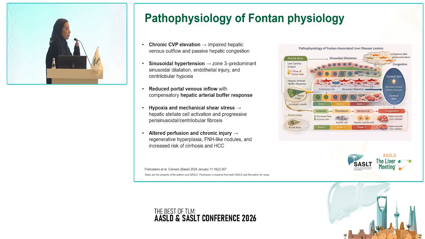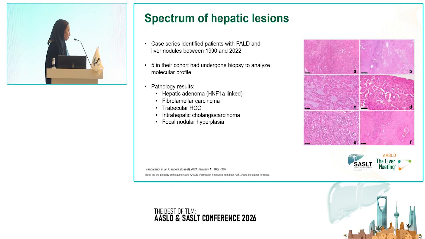They do live generally at a lower oxygen saturation. You do have a chronic hypoxia in this patient population. And all of this is what leads to hepatic stellate activation and progressive development of fibrosis. The alterations in blood flow to the liver are kind of the initiating factor for the development of nodules in this patient population.